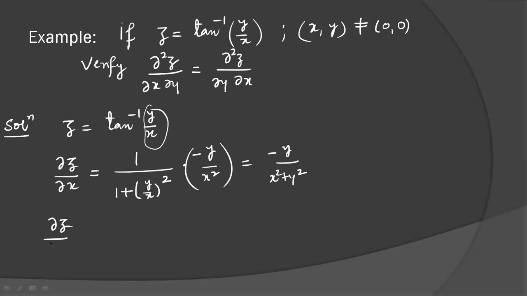What about del z over del y? This will be equal to 1 over 1 plus (y over x) whole square, into the derivative of y by x with respect to y, which will be 1 over x. It will be x over x square plus y square.